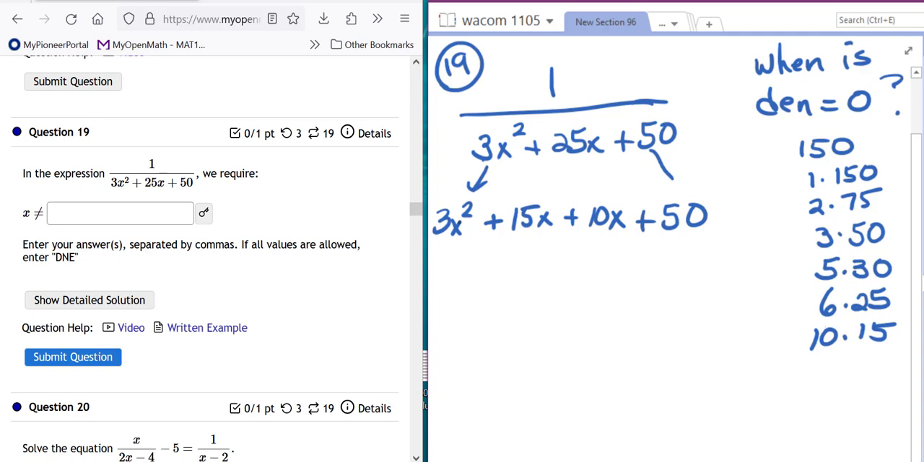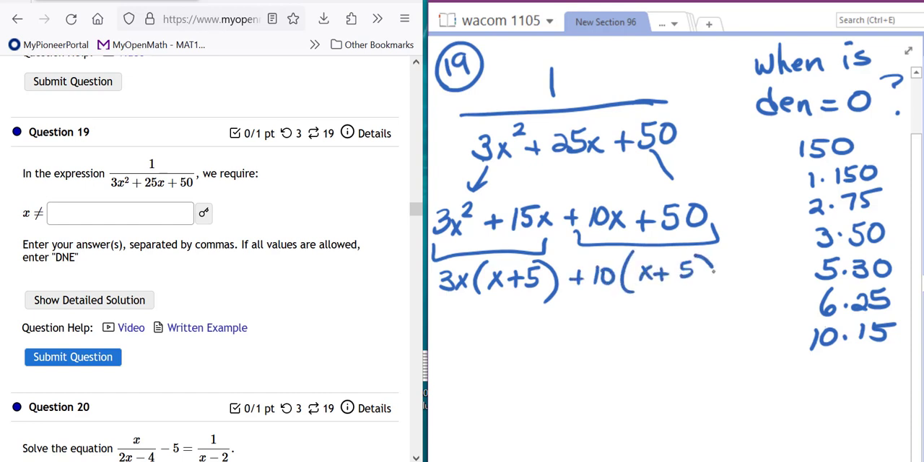All right, now you do it by grouping. So we group here and we group here. And so here we can take out a 3x, and then what's left is x plus 5. In this one we can take out a 10, and that leaves us x plus 5. So we did get the common binomial, x plus 5. To get back to the line above, we're missing 3x plus 10.